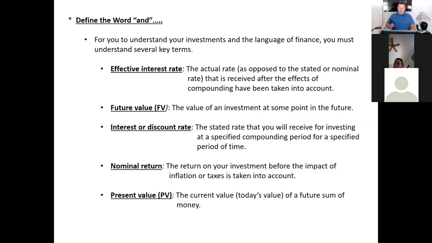The nominal return. This is the return on your investment before the impact of inflation or taxes is taken into account. So I put that $10 in, and let's say it's 1% a year for 10 years. And it's not compounding, just to make it simple interest.